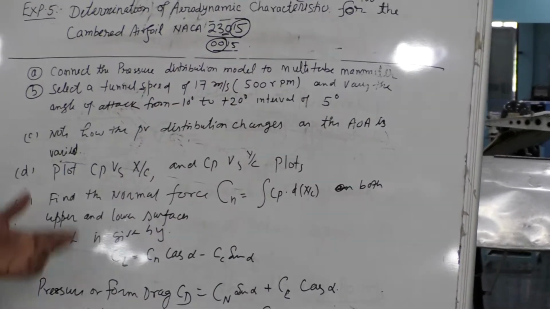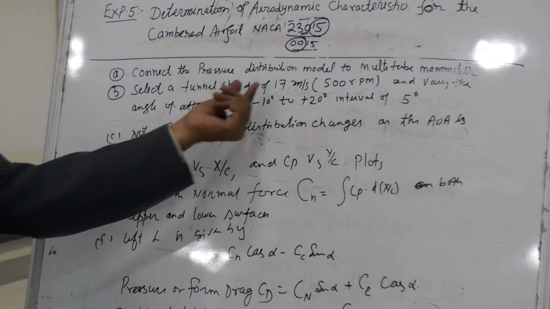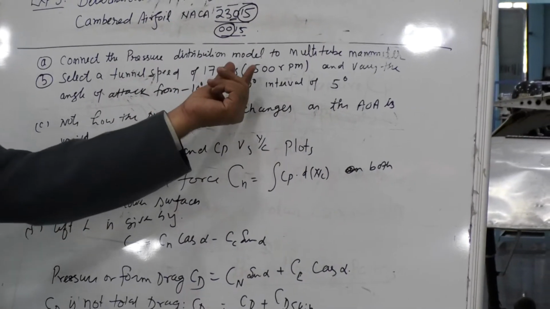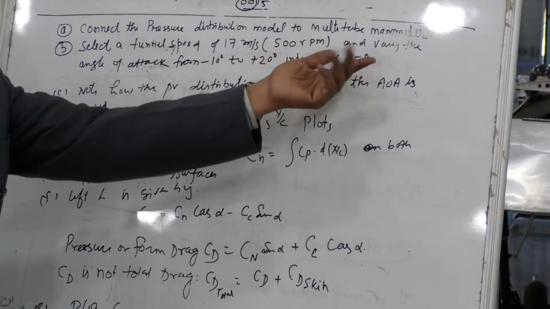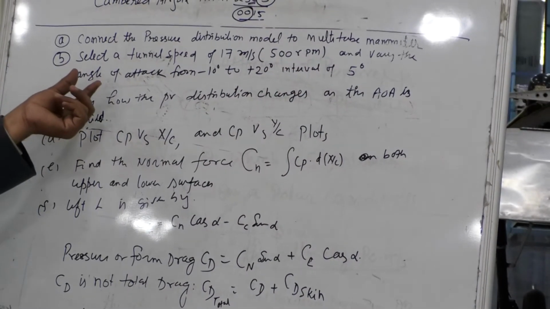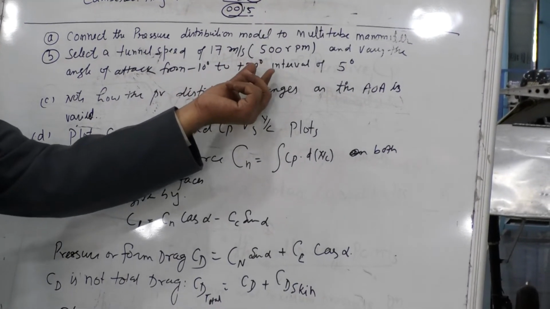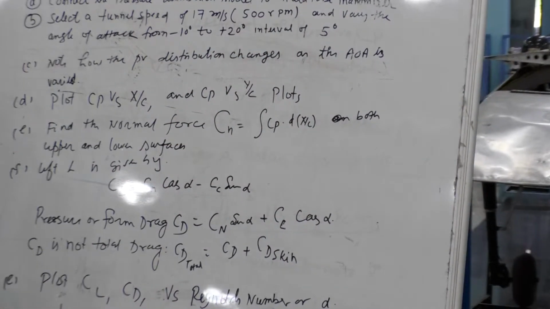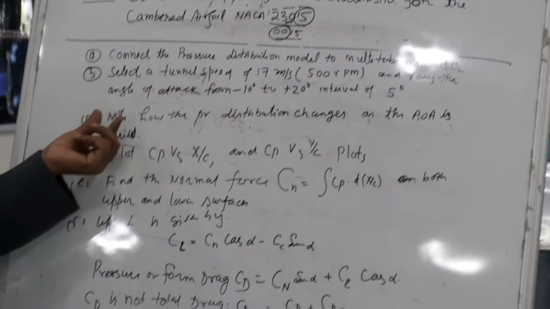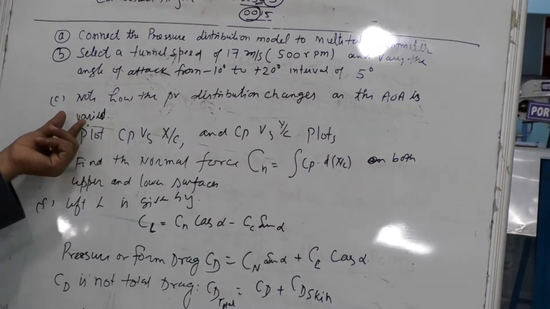multi-tube manometer. Select a tunnel speed. I have selected 17 meters per second, and this corresponds to 500 RPM. Then vary the angle of attack alpha from -10 to +20 degrees, at intervals of 5 degrees. Now we have to note down how the pressure distribution changes as the angle of attack varies.